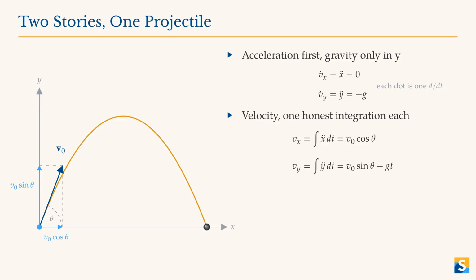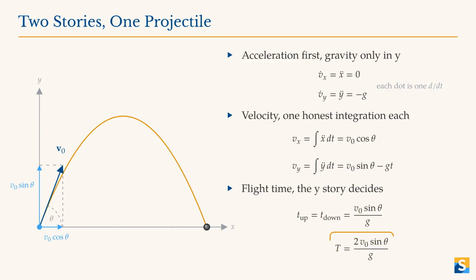How long does the flight last? Ask the vertical story alone. The climb ends when Vy reaches 0 at time V0 sine theta over g. The fall retraces the climb exactly, the same time down as up. Double it, and the whole flight lasts 2 V0 sine theta over g. Watch the y dot bounce. Its clock is set by the launch alone.